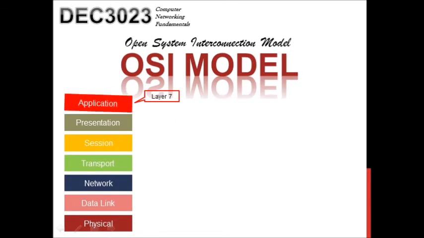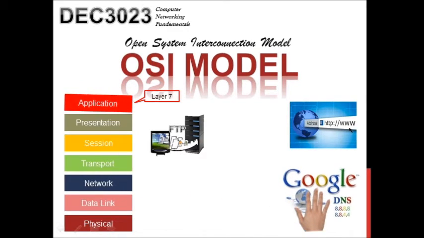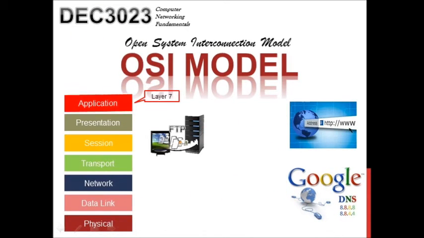Application Layer. The application layer is the upper layer in the OSI model and is also called Layer 7. In this layer, all the data processing is application-based, such as File Transfer Protocol. FTP is the simple file transfer protocol. Hypertext Transfer Protocol, HTTP, is for browser web pages. Domain Name System, DNS, translates the website name to an IP address.